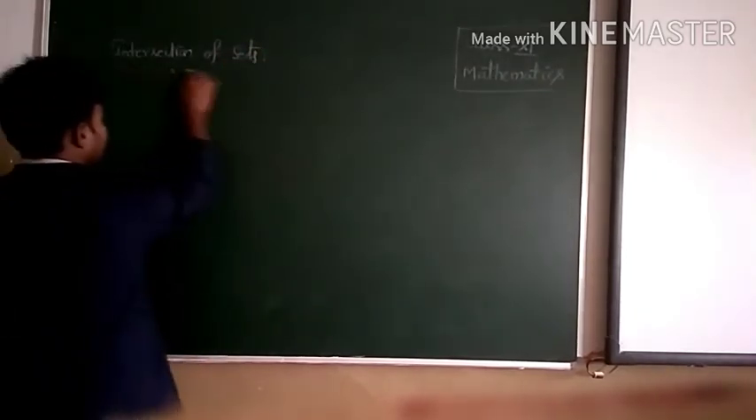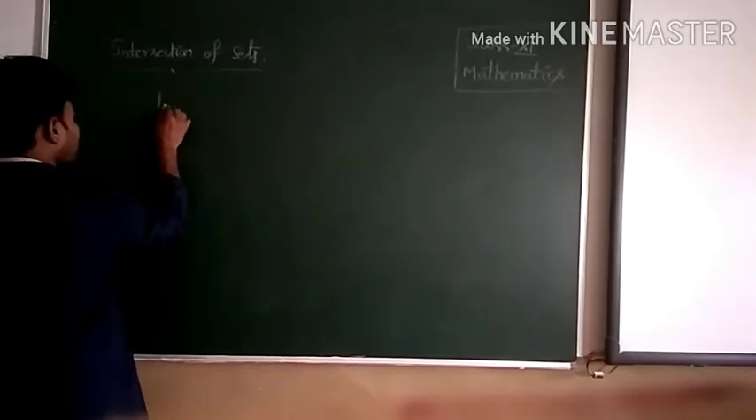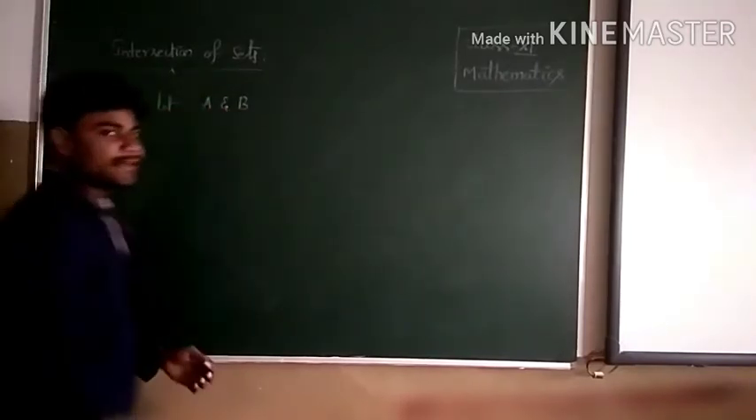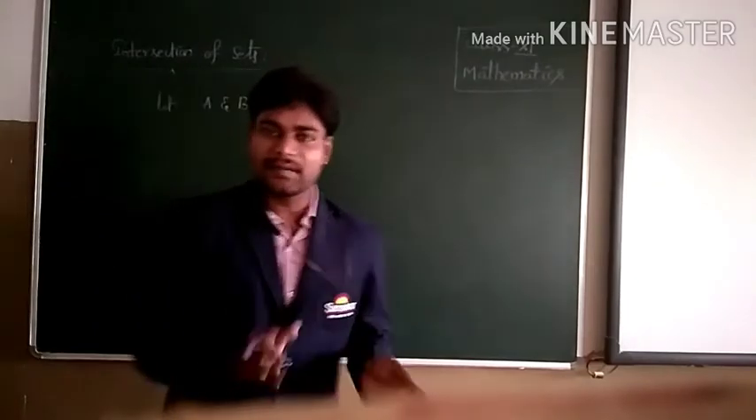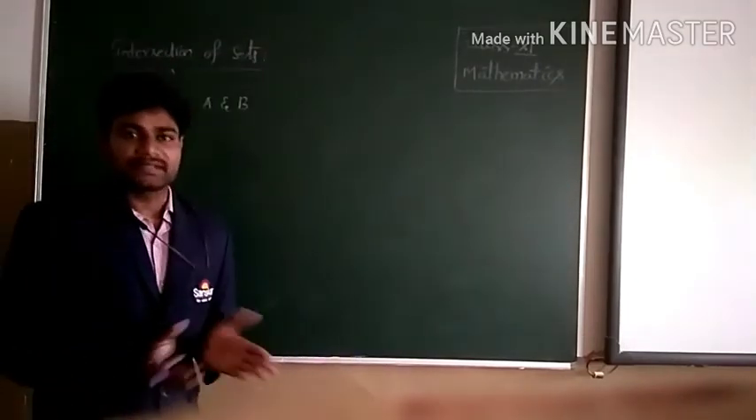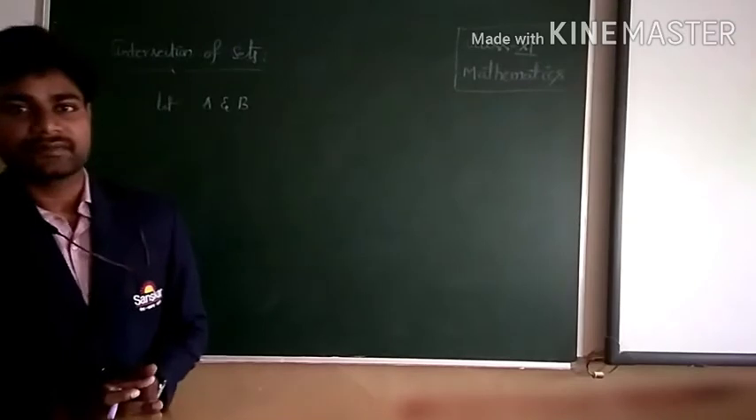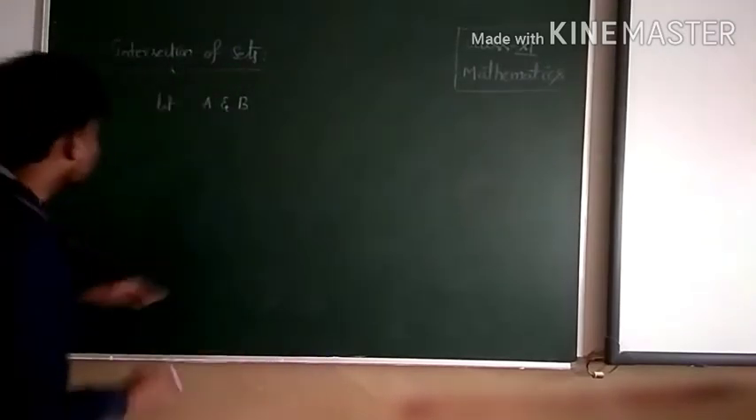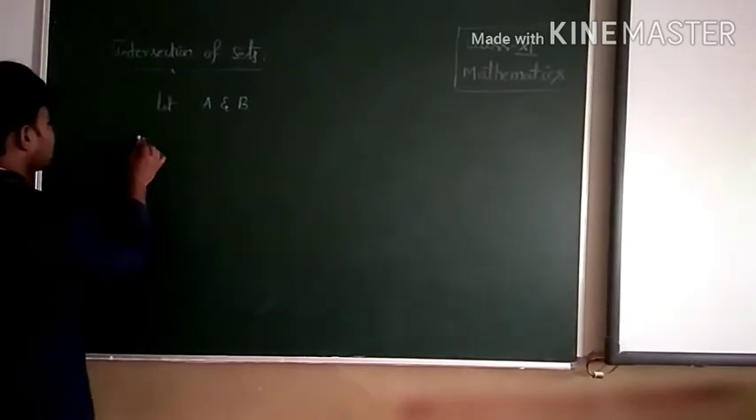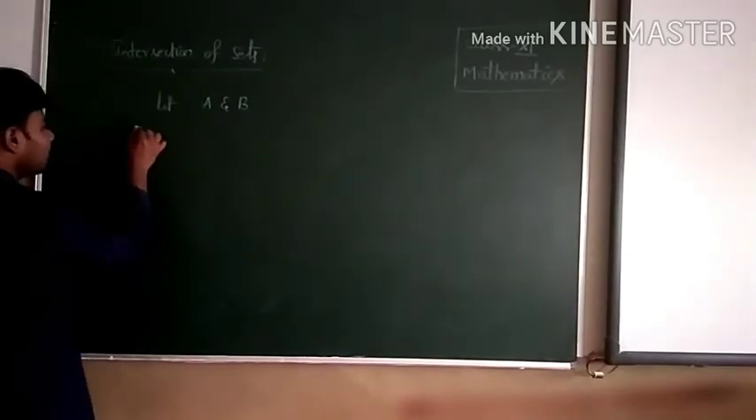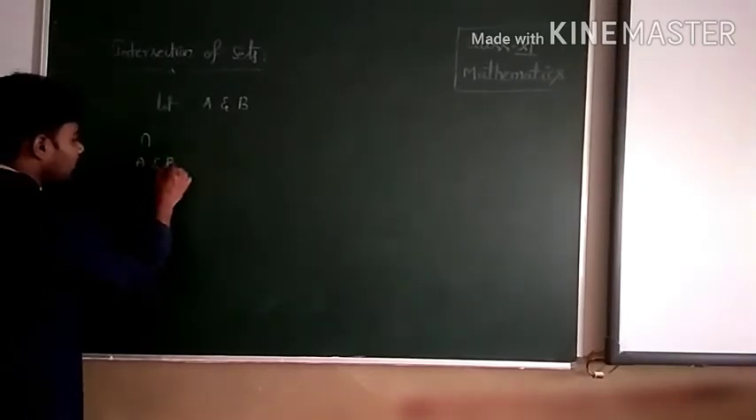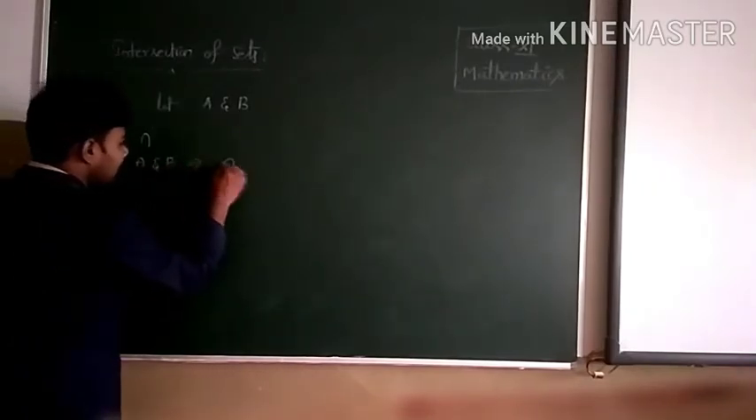Let A and B be any two sets. Then the intersection of A and B is also a set which consists of all the elements which are common in A and B. Generally, intersection is denoted by this symbol. Intersection of A and B, we write A intersection B.